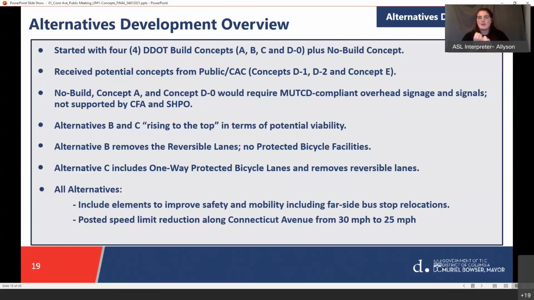Alternatives B and C are rising to the top in terms of their potential viability. Alternative B removes the reversible lanes only. There are no protected bicycle facilities. Alternative C includes one-way protected bicycle lanes and removes the reversible lanes. All alternatives include elements to improve safety and mobility, including far side bus stop relocations. We're also recommending that the speed limit along Connecticut Avenue be reduced from 30 miles per hour to 25 miles per hour.